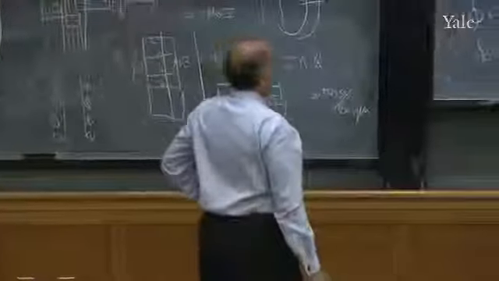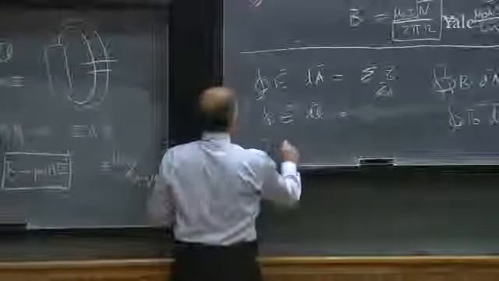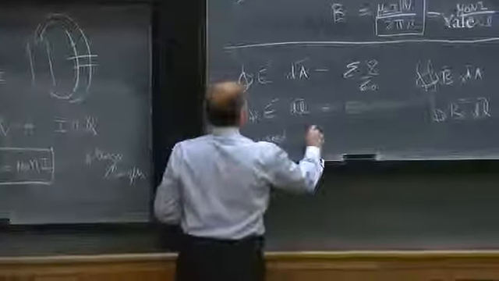So the cycle of physics will proceed as follows. This is all for statics. That means J is constant and rho is constant.